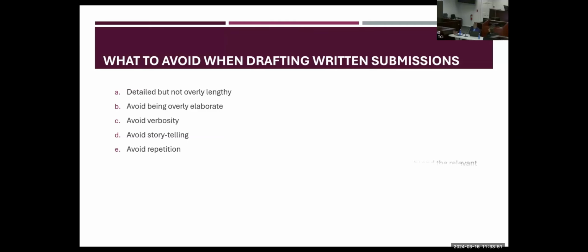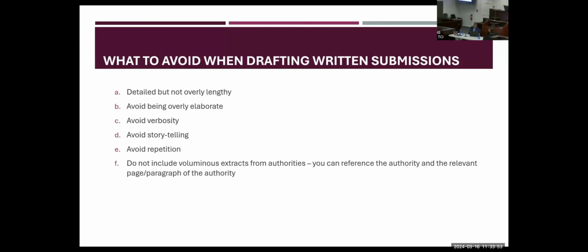I mentioned avoiding repetition, and do not include voluminous extracts from authorities. You can reference the authority and the relevant page and paragraph. You could edit the particular language that you want to use, but there's no need to include these voluminous extracts.